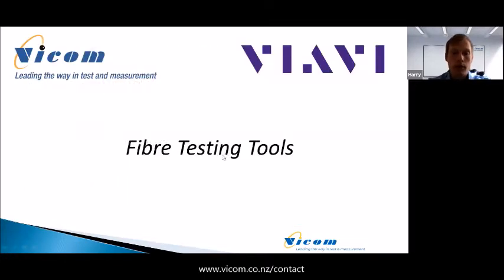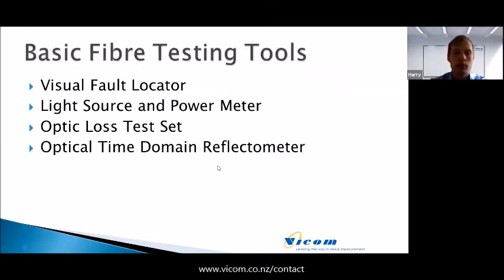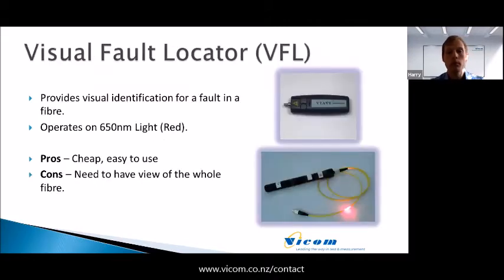Okay, so that sums up fiber inspection. Now we're going to move on to basic fiber testing tools. So today, as mentioned before, we're going to go over the visual fault locator, light source and power meter, optical loss test set, and then we'll go a little bit deeper into OTDRs, or optical time domain reflectometers. First one we'll look at is VFLs, or visual fault locators.